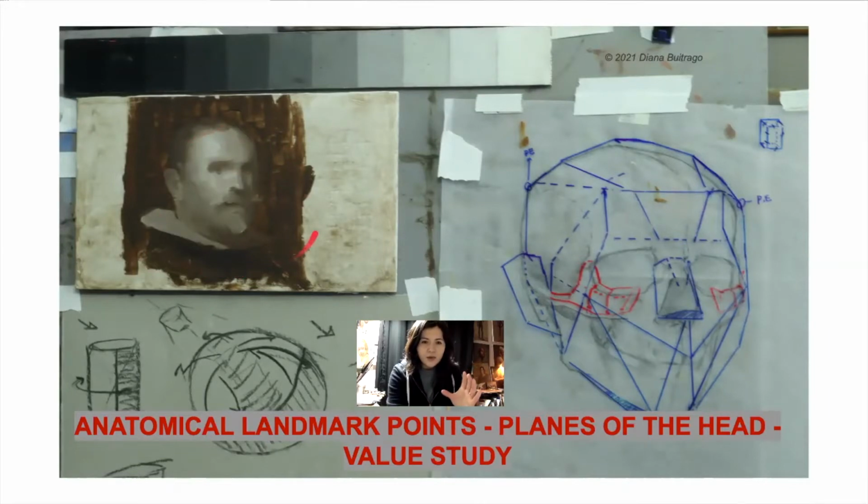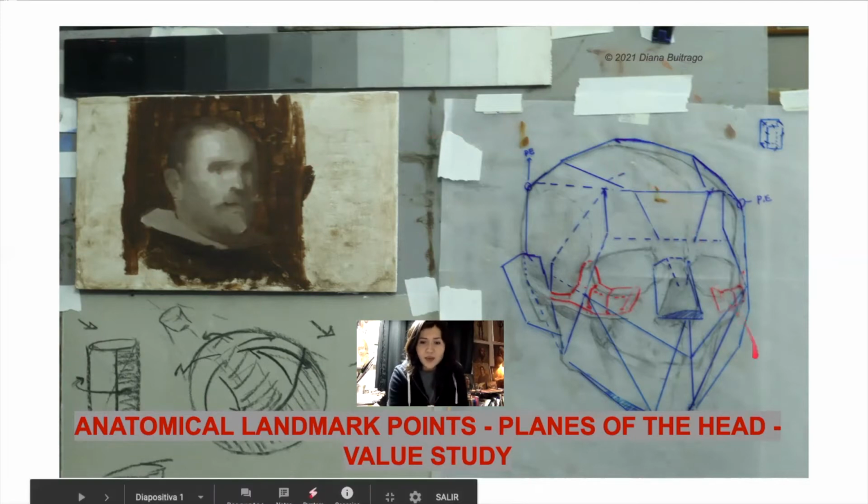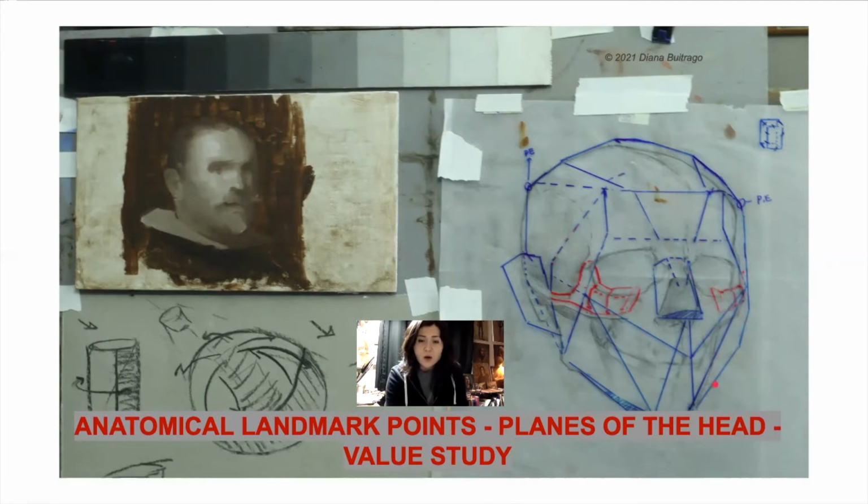What you see right here is the small value study demonstration that you will see after the presentation. I based the planes of the head that you see right here on the right on John Vanderpoel's diagram that you can find in his book, The Human Figure by John Vanderpoel. I will make sure that there is a link to the book in the description below.